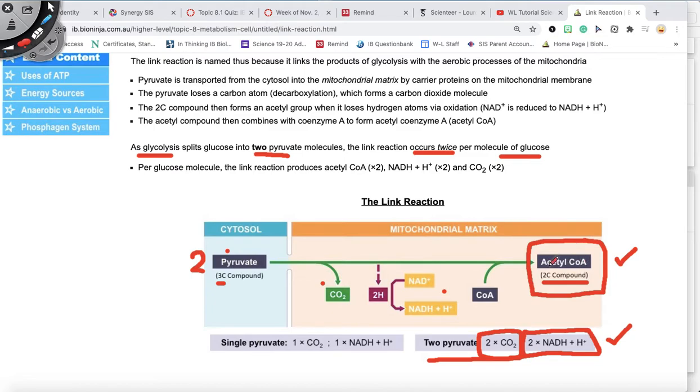So now we're going to see how acetyl coenzyme A works in the Krebs cycle, which is also another aerobic process.